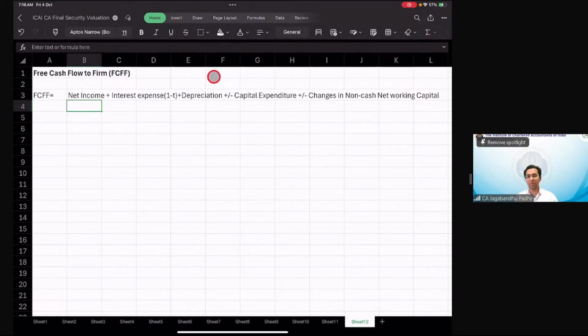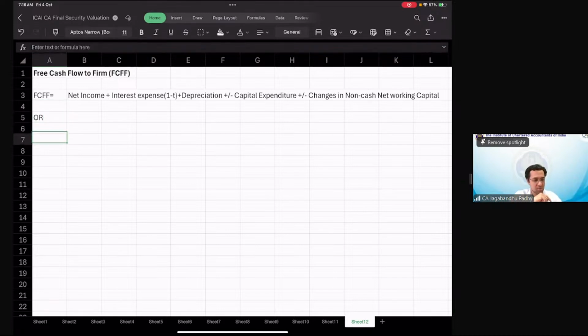Depreciation was never going to be paid. Depreciation was deducted while computing net income only for the tax deduction purpose. And therefore, that entire depreciation item needs to be added back. Okay, so that's the free cash flow for the firm. This is one approach where you start with net income. There are different approaches available when you want to compute the free cash flow.